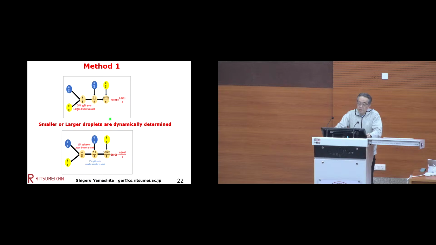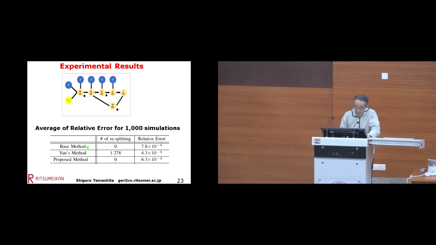So we can select which is better. Actually, the ratio is always different, so the error is always different. So we just adaptively select the better one. That is our method one. So this is a very easy idea.